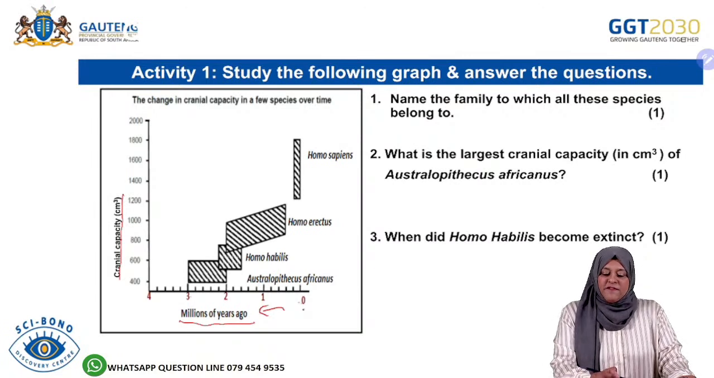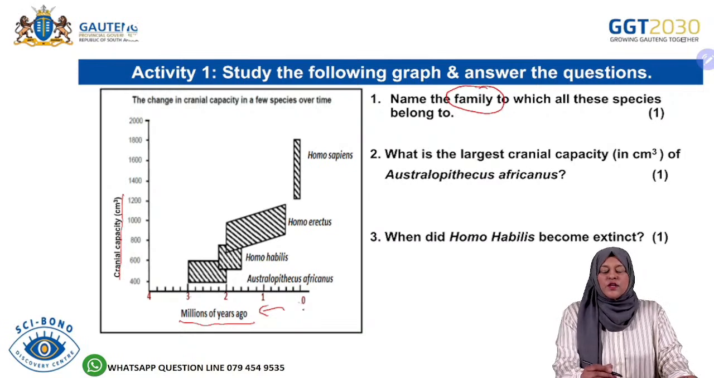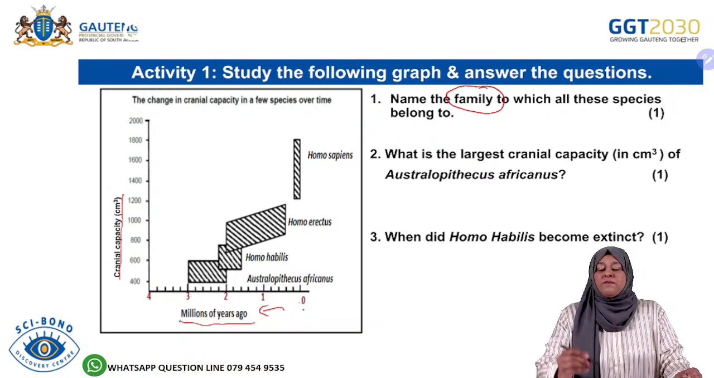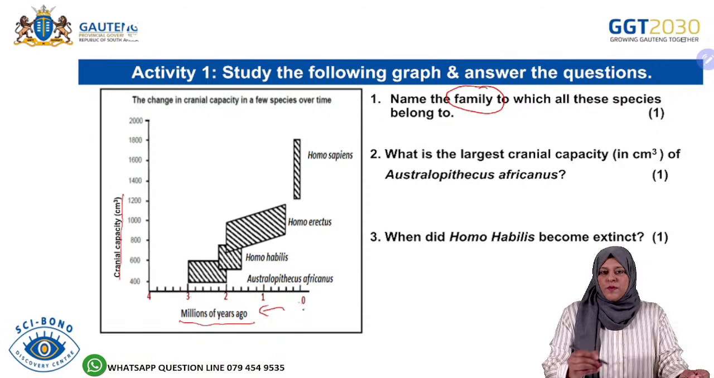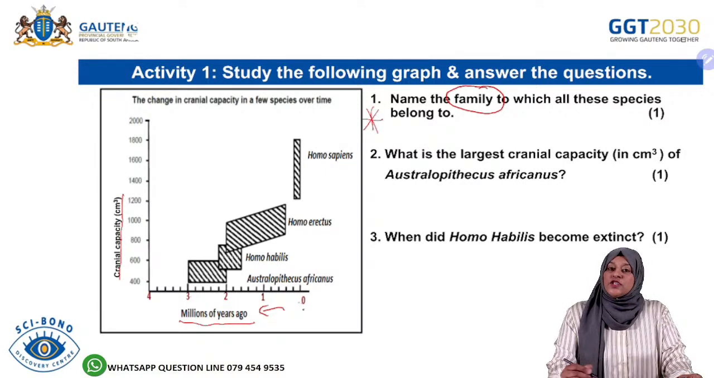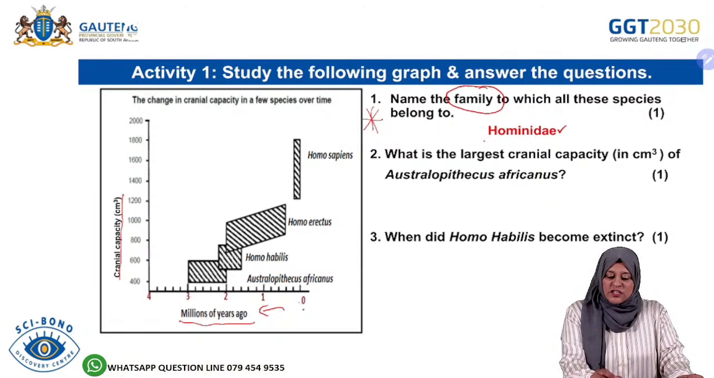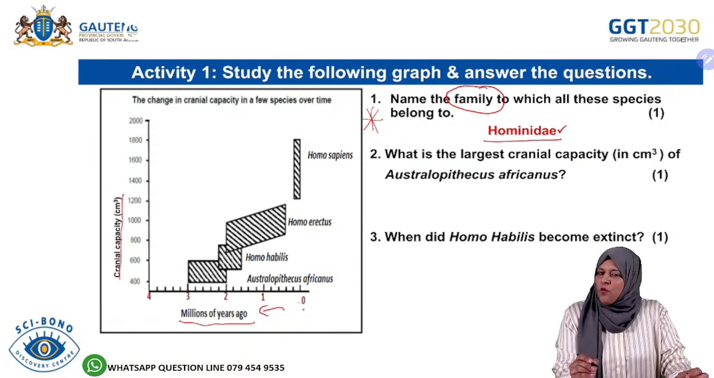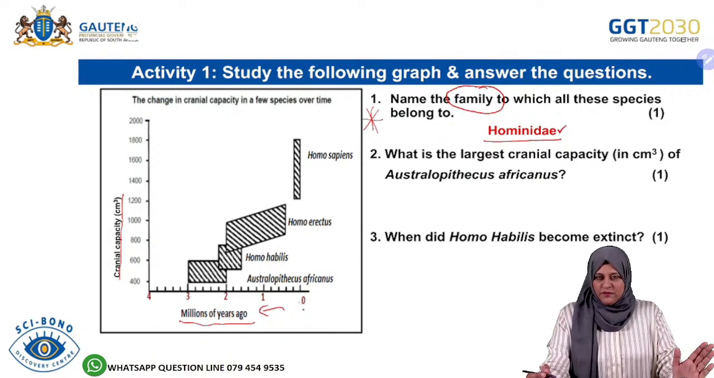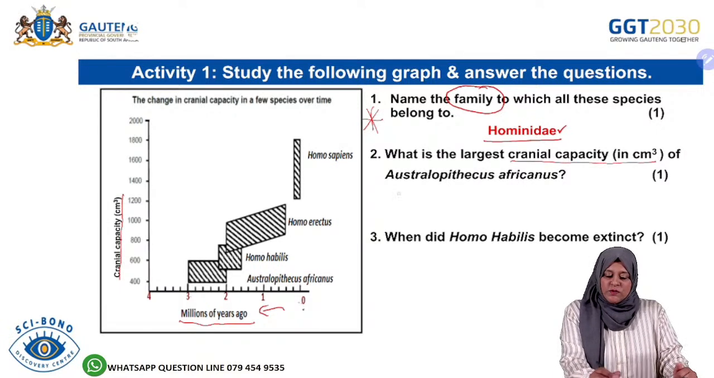Name the family to which all these species belong. Guys, this is a question that comes out in every past paper that you look at. So this is one that you must learn to answer. Learn to spell the word Hominidae. Hominidae is what you must learn how to spell, and know this one here for 1 mark for free for you, right?